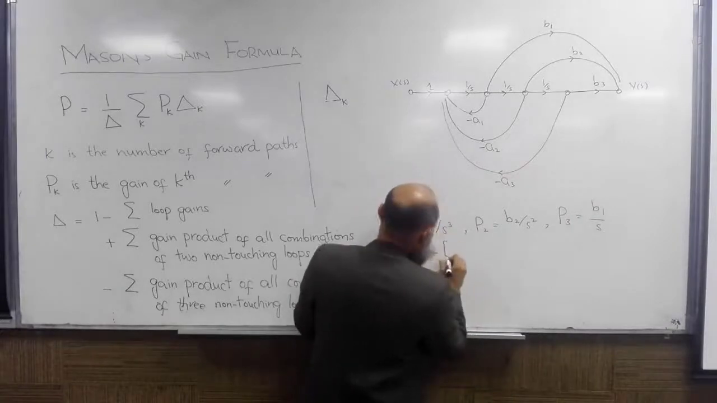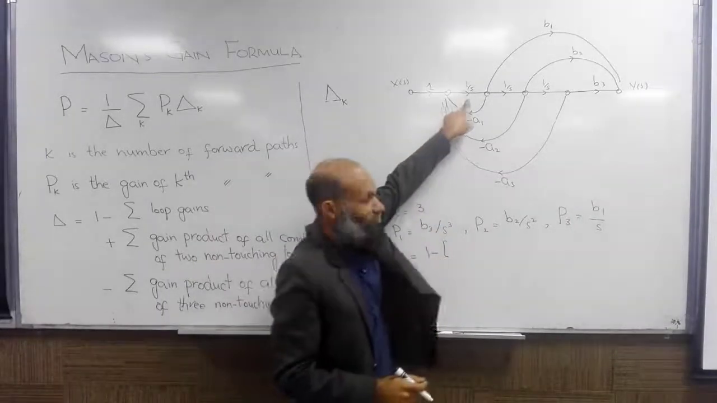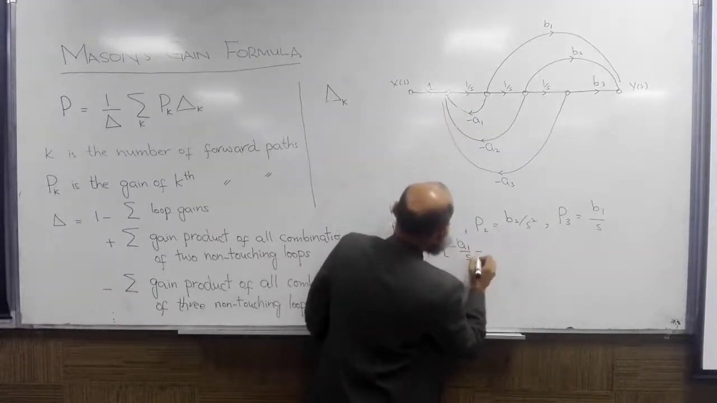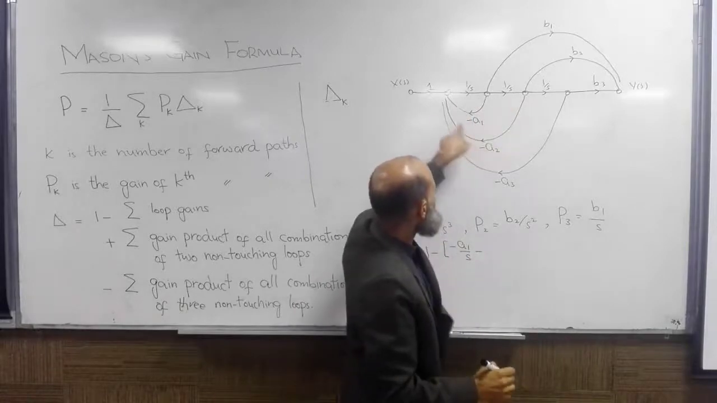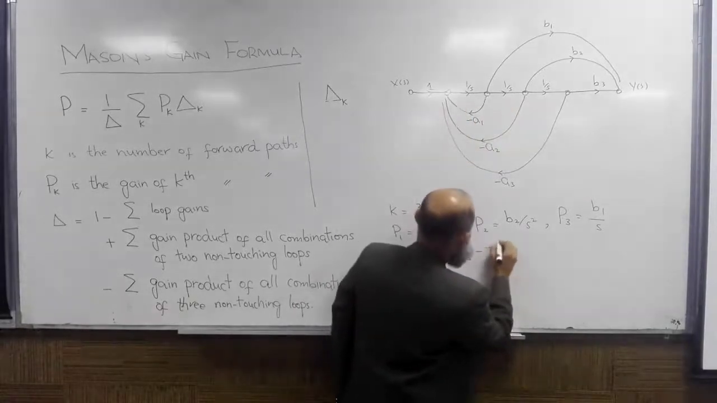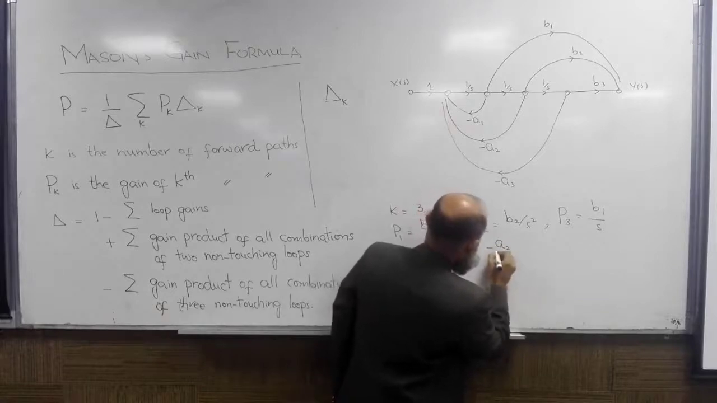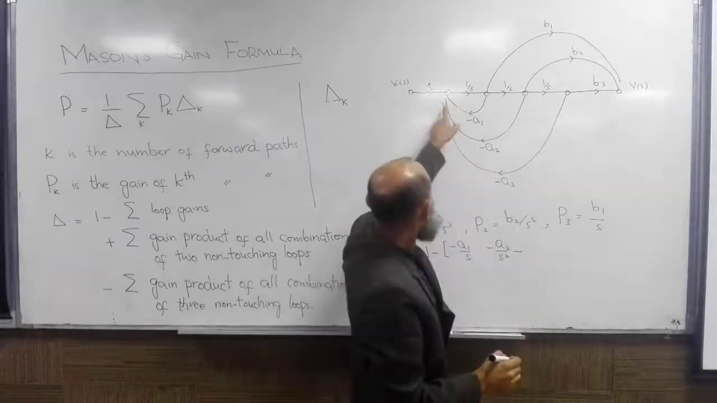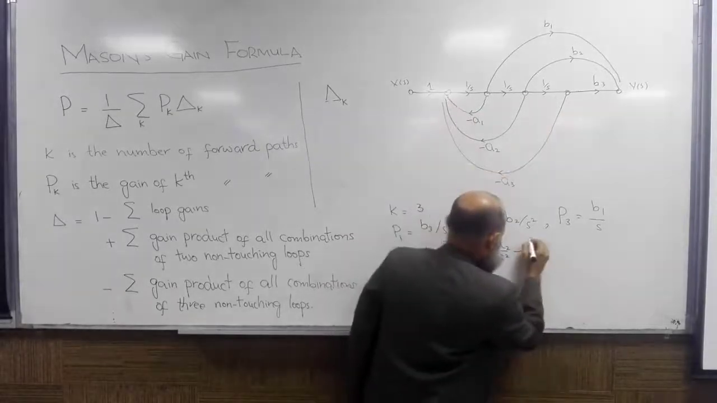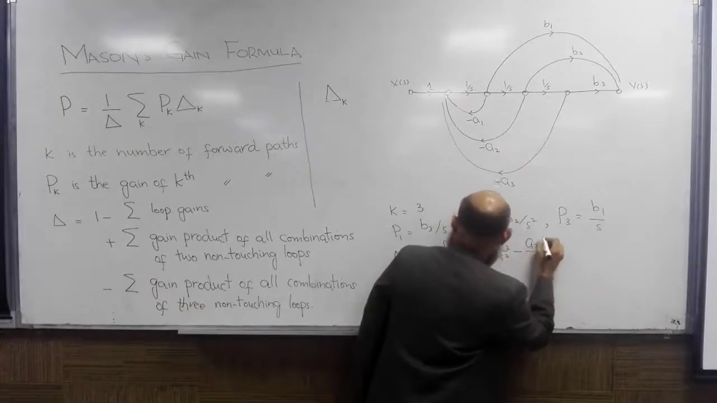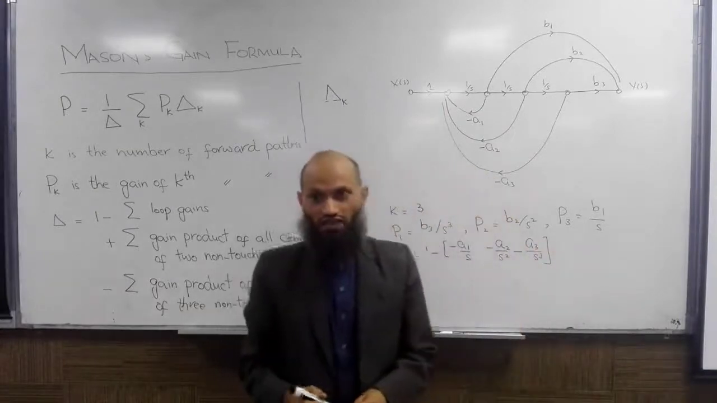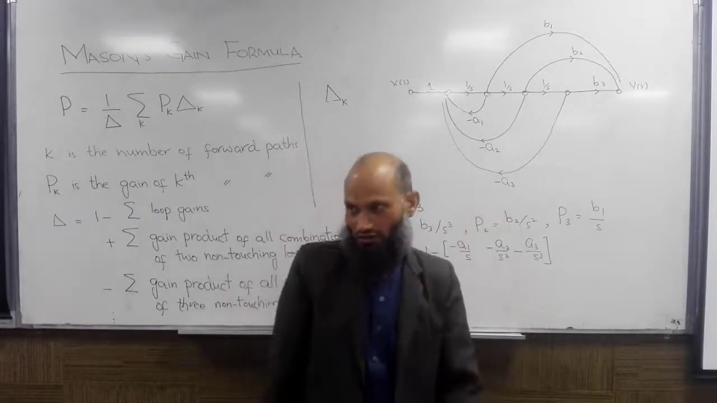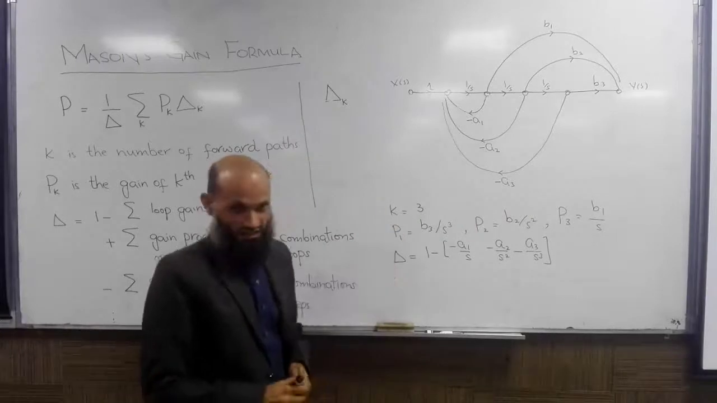And 1 minus loop gains. What is gain of this loop? Minus A1 by S. What is gain of this second loop? Minus A2 by S squared. And for the third loop, minus A3 over S cube. Is there any combination of non-touching loops? All the loops are touching loops. They share common nodes. So delta is given by this expression.